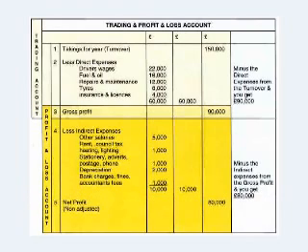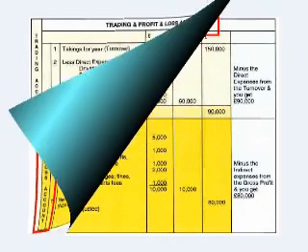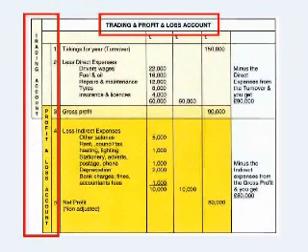Minusing the indirect expenses of £10,000 from the gross profit of £90,000 gives the non-adjusted net profit of £80,000. All this forms the profit and loss account. And of course, the whole thing taken together is the trading and profit and loss account.